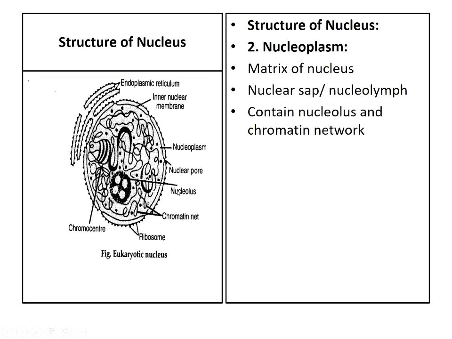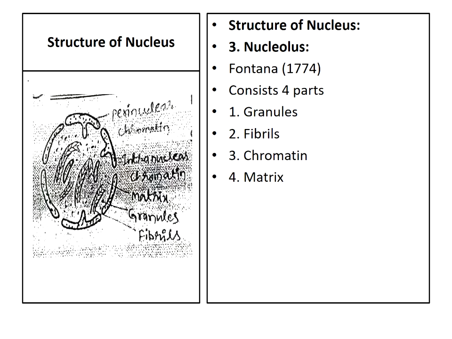The nucleoplasm may be homogeneous and granular. It contains many proteins, RNA, enzyme-like substances and also some phosphate nucleases. So in the nucleoplasm we are going to observe many proteins. Next, the third one is the nucleolus.